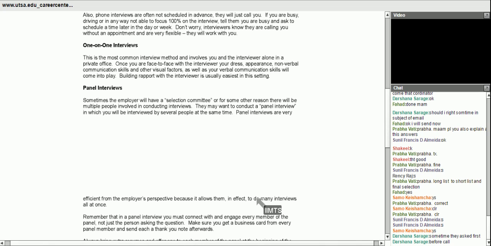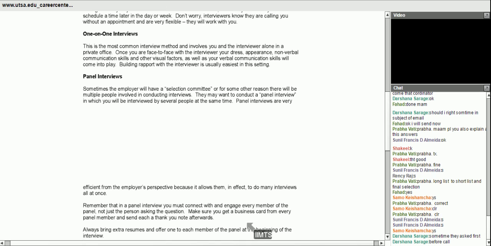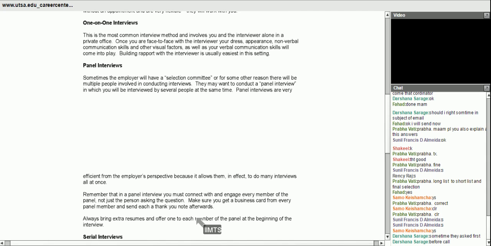Whatever they want to ask, they have many people for that, so they can ask a large number of questions in a short time. Remember that in a panel interview you must connect with and engage every member of the panel, not just the person asking the question. So don't make any of the panel members feel neglected. Make sure you get a business card from every panel member and send each a thank you note afterwards. Always bring extra resumes and offer one to each member of the panel at the beginning of the interview. Is it clear?